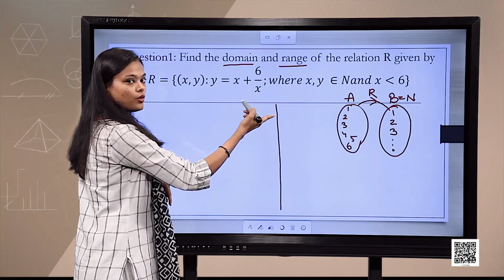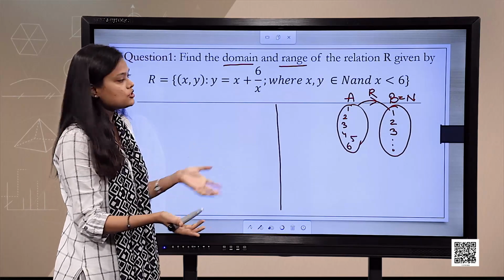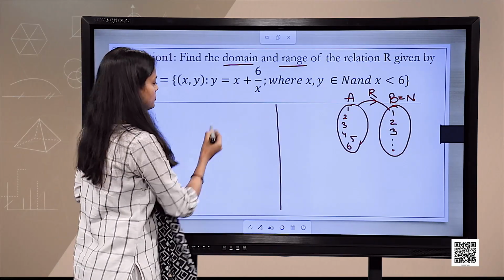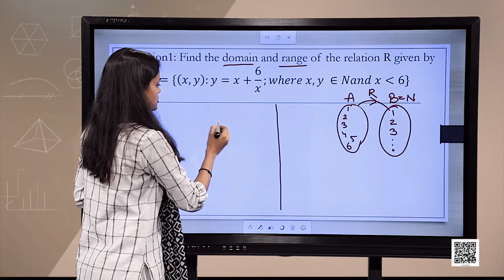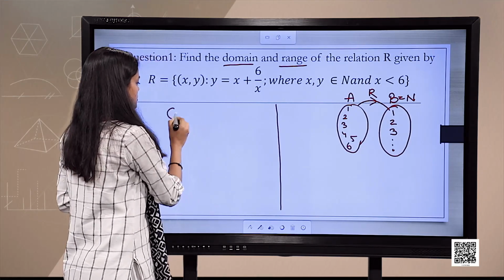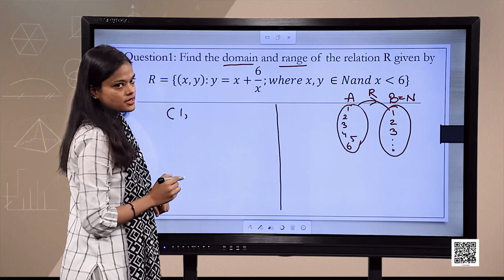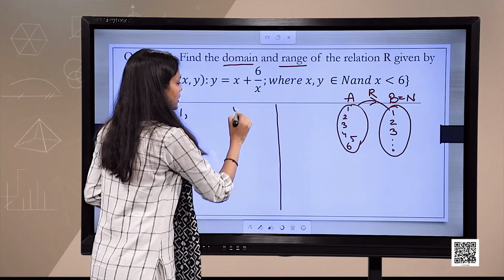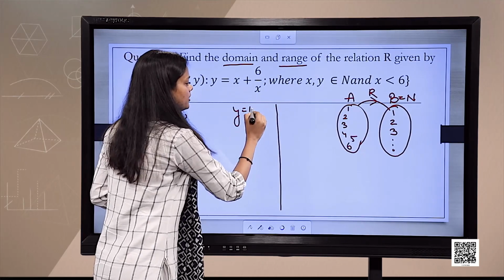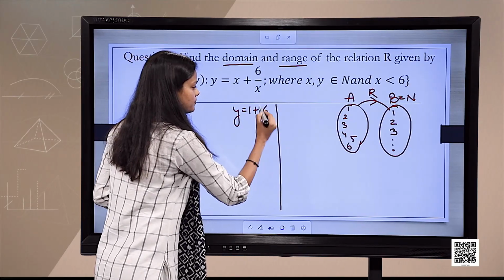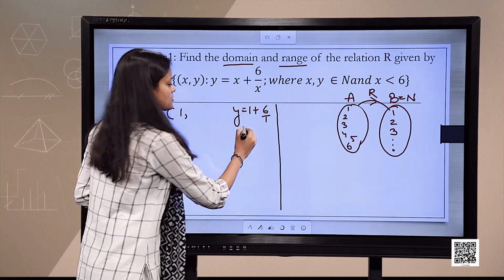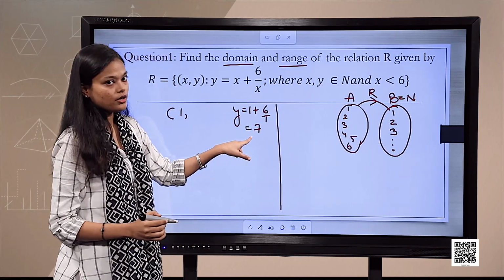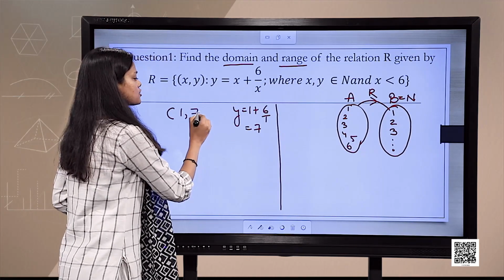Will it be related to, or whether it will have an image in the codomain. So, if I write 1, let us see whether it is related to any element or not. So, y will be 1 plus 6 by 1, which comes out to be 7, and yes, 7 is a natural number. So, yes, 1 is related to 7.